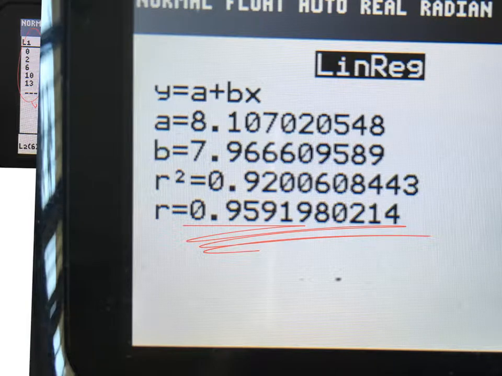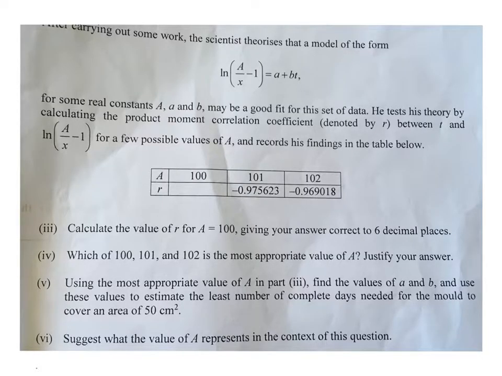Now for part 3, we need to calculate something after carrying out some work. The scientist theorized that a model of the form ln(a/x - 1) = a + bt, for some real constants a and b, is a better fit for this data. He tests the theory out by calculating the r value between t and ln(a/x - 1). It's a long question, so take your time and highlight the main points. We are basically regressing these two variables on each other for a few possible values of t, and I record my findings in the table as follows.